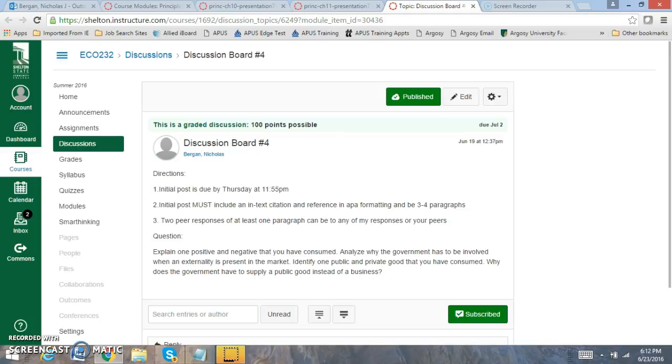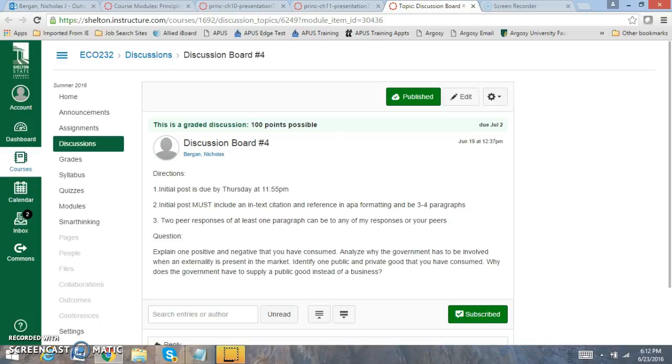You need to make sure your initial post includes an in-text citation and reference in APA formatting, and it needs to be 3 to 4 paragraphs. You need to make sure you have 2 peer responses that are at least 1 paragraph and can be to any of the questions that I post or to your peers as well.